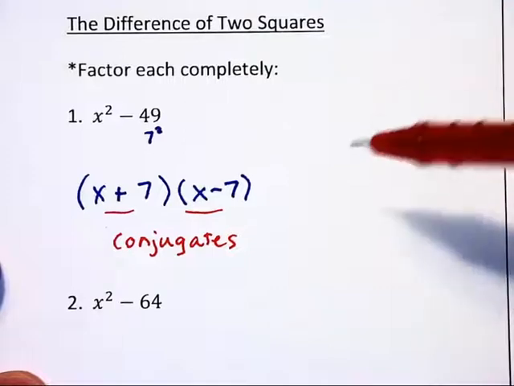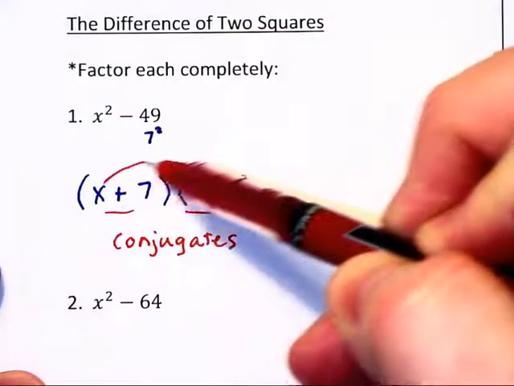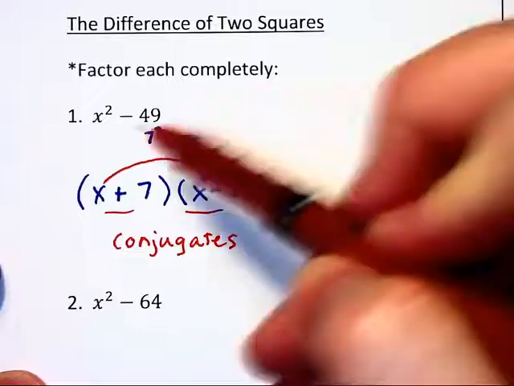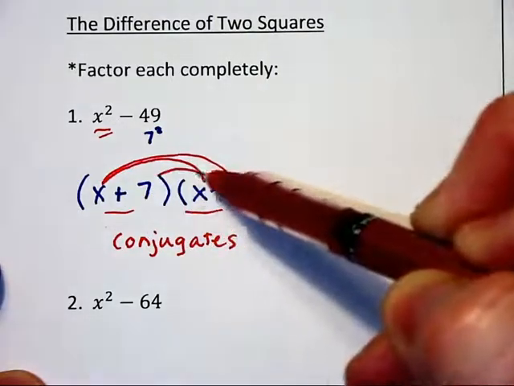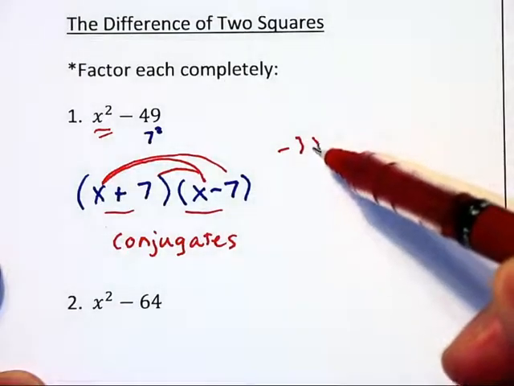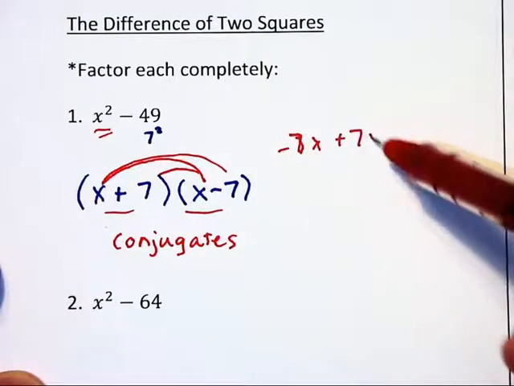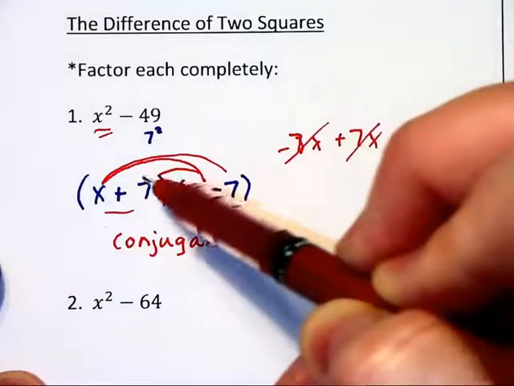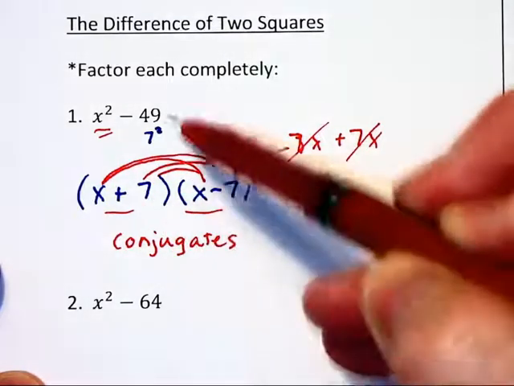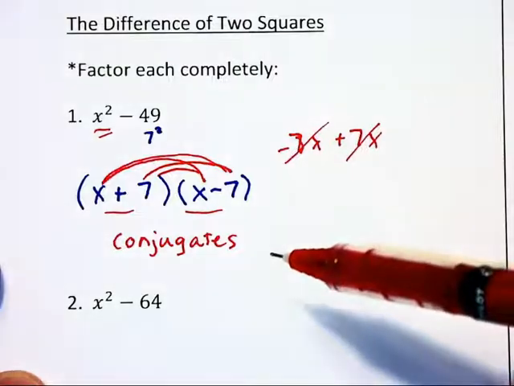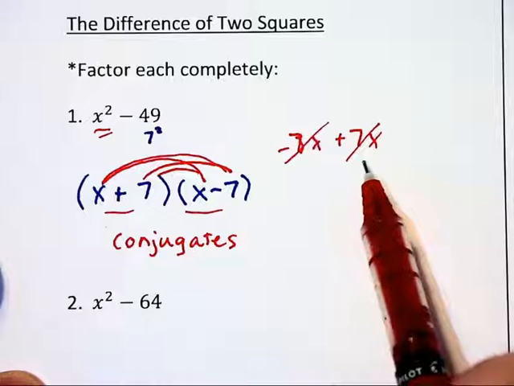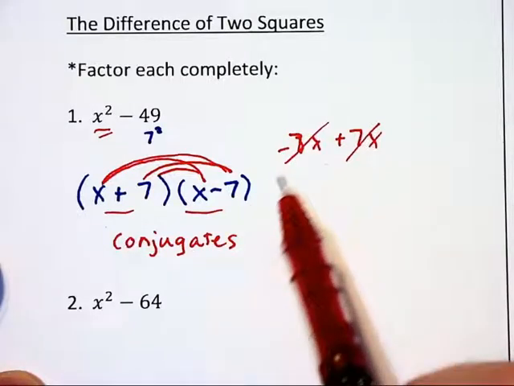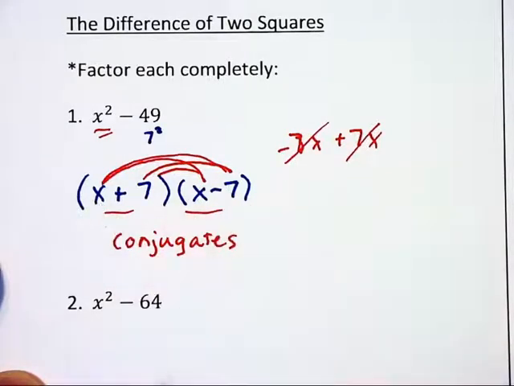And let's check this by FOIL. If you do the first part of FOIL, x times x, you get x squared, and that works. If you check your outer and your inner, you have a minus 7x and a plus 7x, and those are going to cancel each other out. Then you have the L part of FOIL, 7 times negative 7, which makes negative 49. And so anytime you're multiplying conjugates, these two middle terms are going to cancel each other out. And so instead of factoring the whole FOIL, you're just looking at the F and the L. And make sure you have opposite signs.